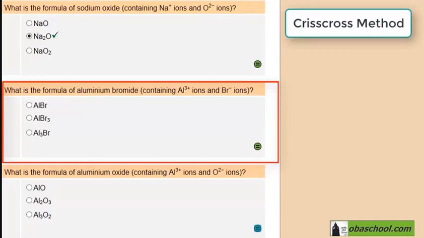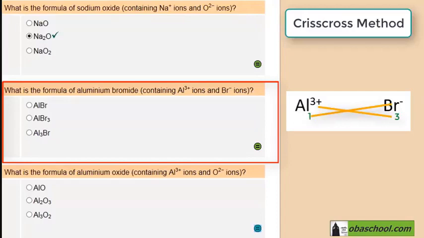So let's solve this together and try to find the correct answer. If you want to apply the crisscross method to the 2 ions, the 3 becomes the number of the Br- ions, so we have AlBr3. That means that aluminum bromide contains 1 aluminum ion and 3 bromide ions, so that the charge of the compound would be 0. And that's the golden rule that we talked about.